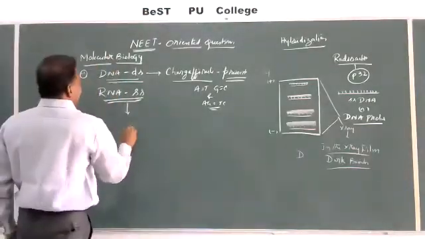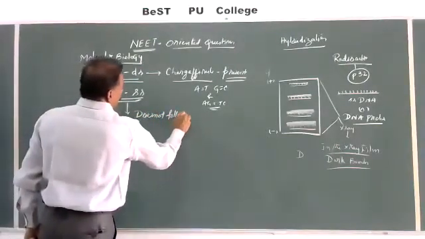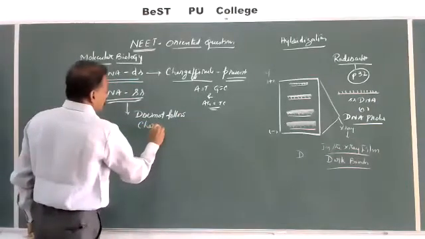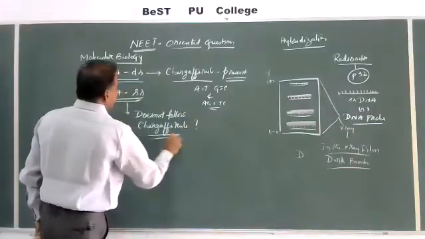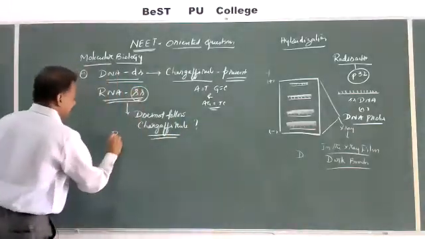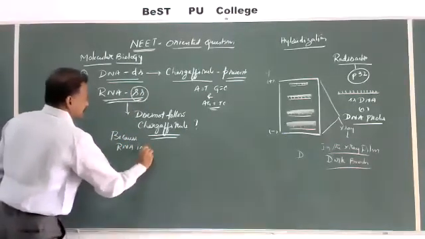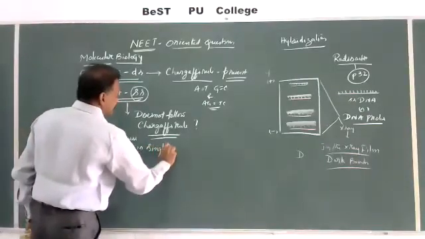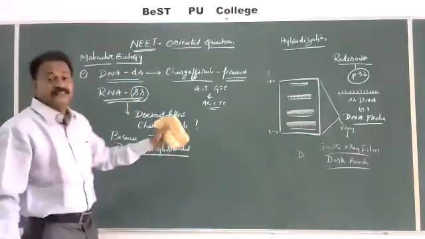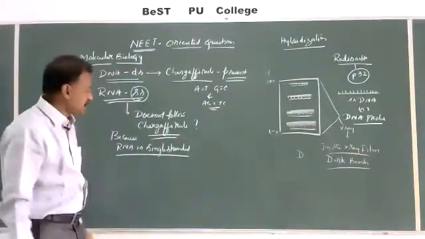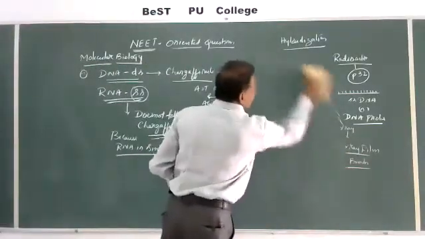But RNA does not follow Chargaff's rule. Why? Because RNA is single stranded. So because RNA is single stranded, it does not follow the base equivalence rule, base equivalence ratio. For example, some questions we have seen.